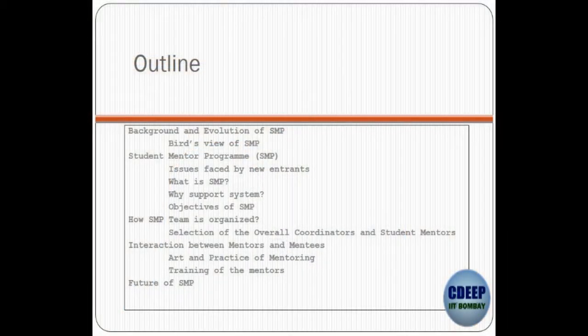Okay, so this is going to be the broad outline of my presentation, and as Professor Gadre said, we will break at around 1:15, between 1:15 and 1:30, and then reassemble back and continue with this presentation. So the broad outline of the presentation is the following.